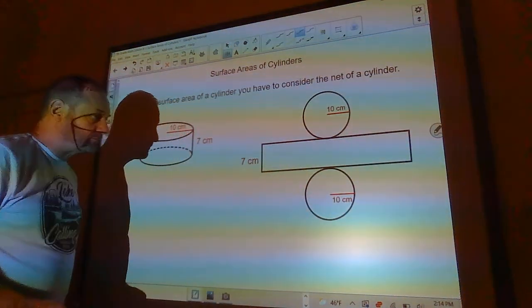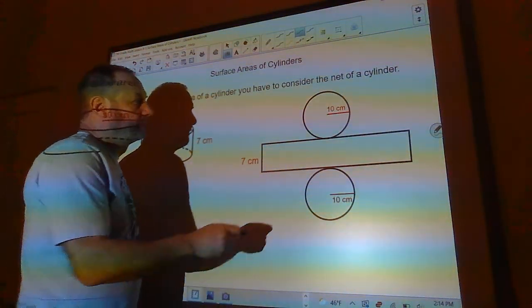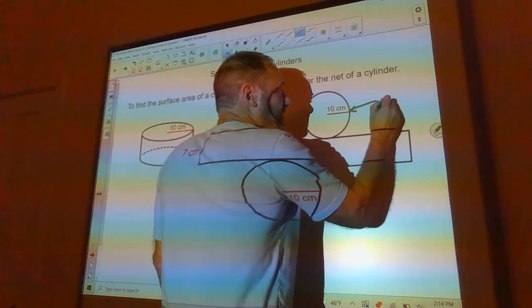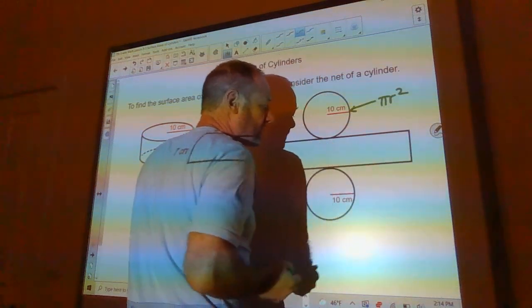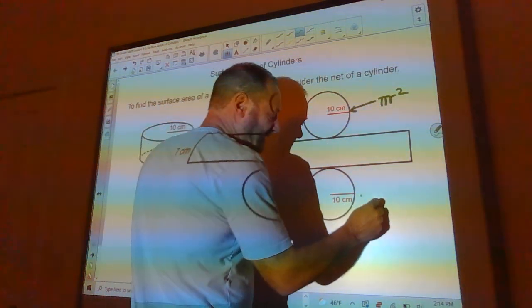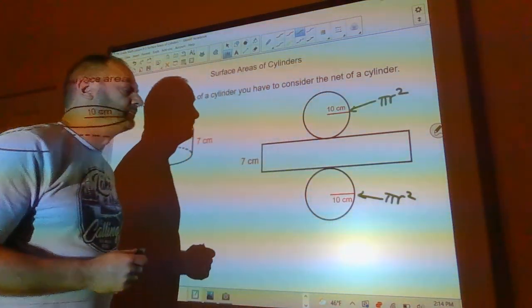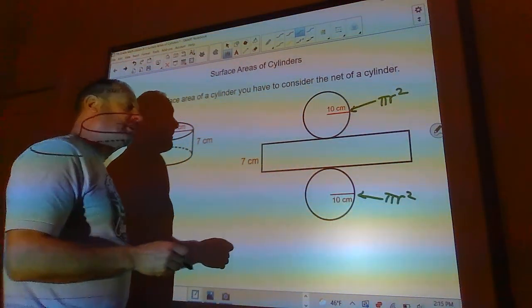Now, here's the thing. We know that this right here, a circle, the area formula is pi r squared. And we know this is exactly the same circle, and it's also pi r squared. Now, the kind of tricky part is the middle part.